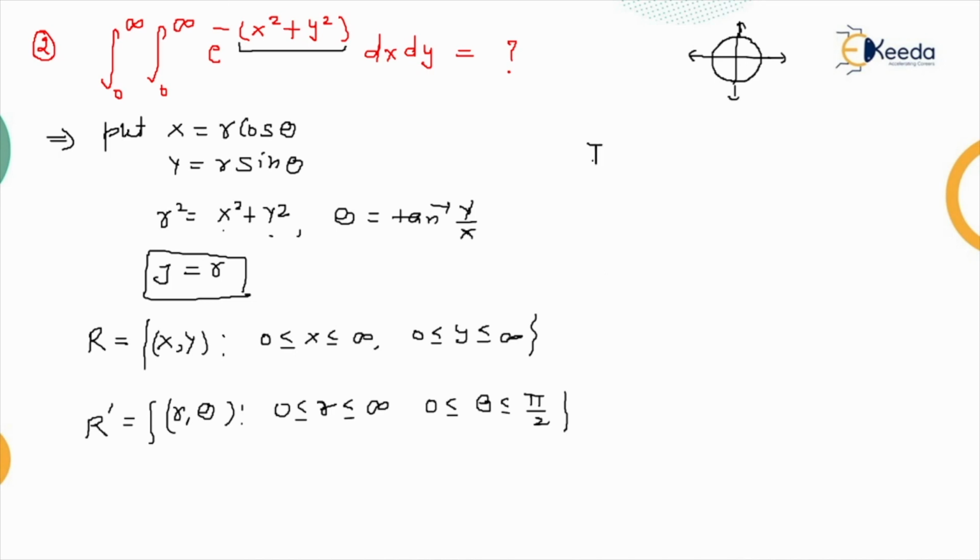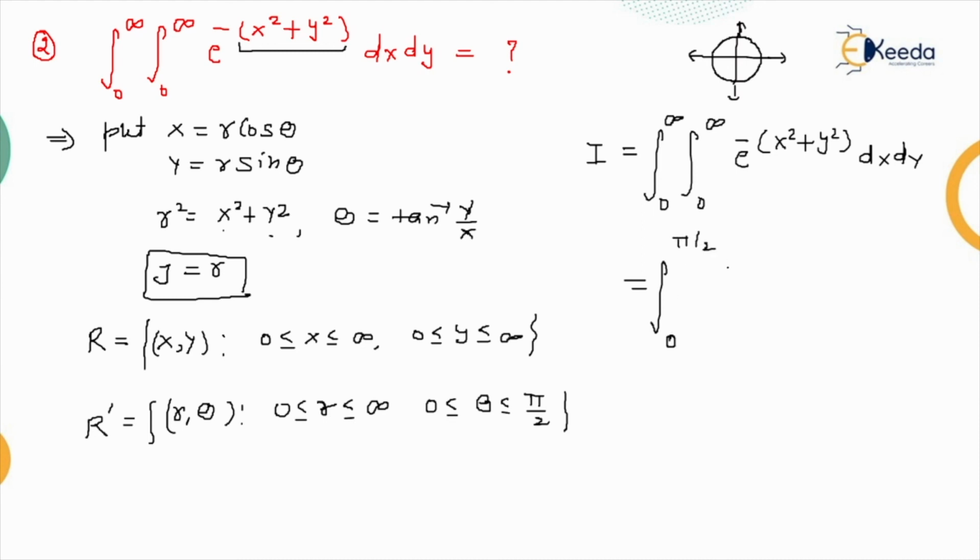Now I will take I, which is the integration from 0 to infinity and from 0 to infinity of e raised to the minus of x square plus y square, with dx and dy. But as I change from the Cartesian plane to polar, I can write the limits of x as well as y in terms of r and theta. So first of all, I write the limit of theta, from 0 to pi by 2, and then the limit of r, from 0 to infinity. And here you write e raised to power minus r square.